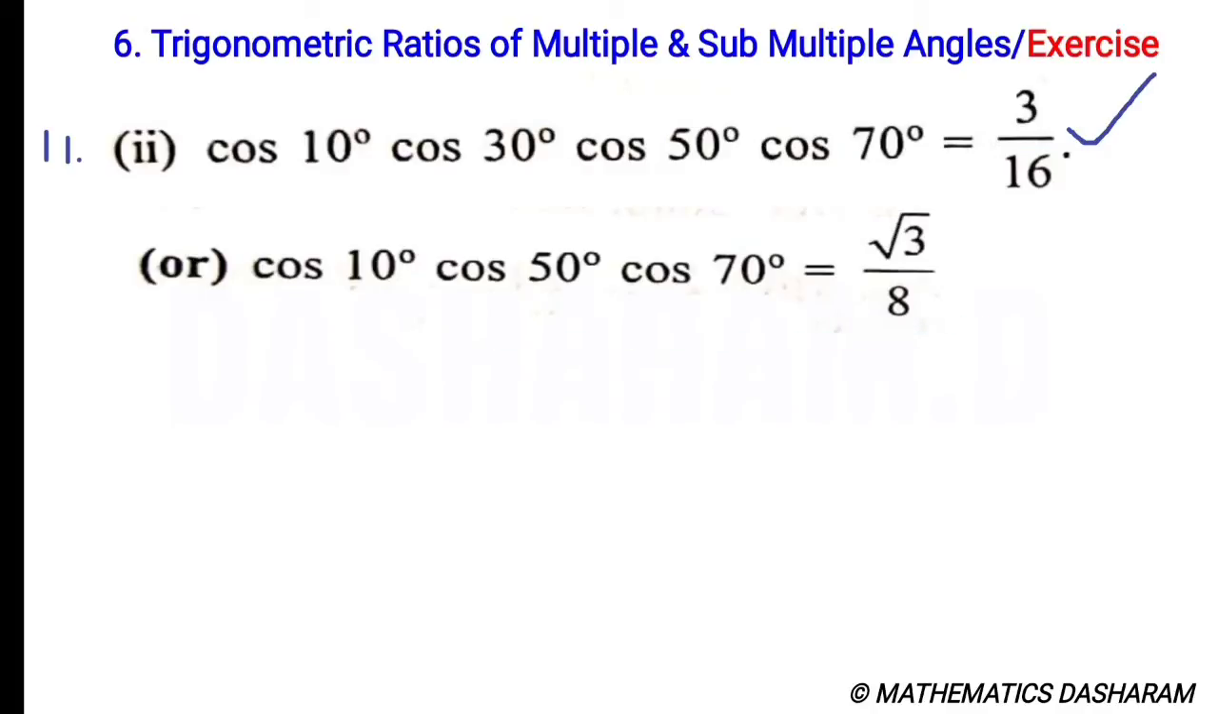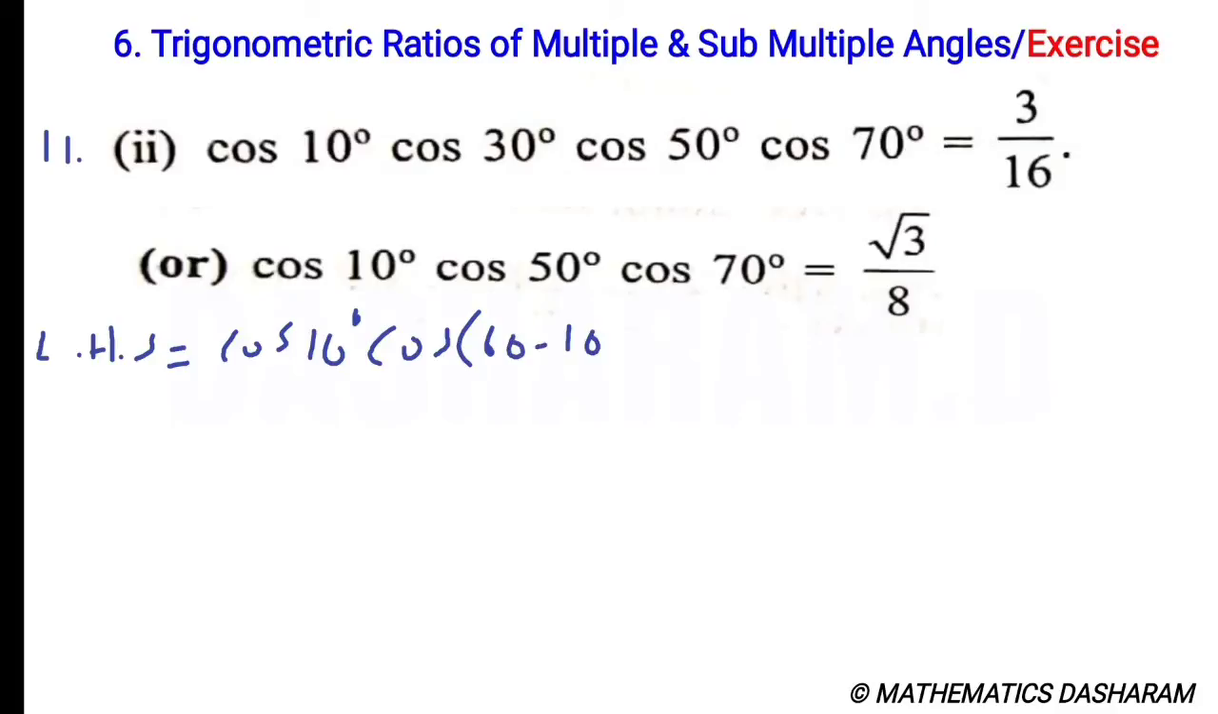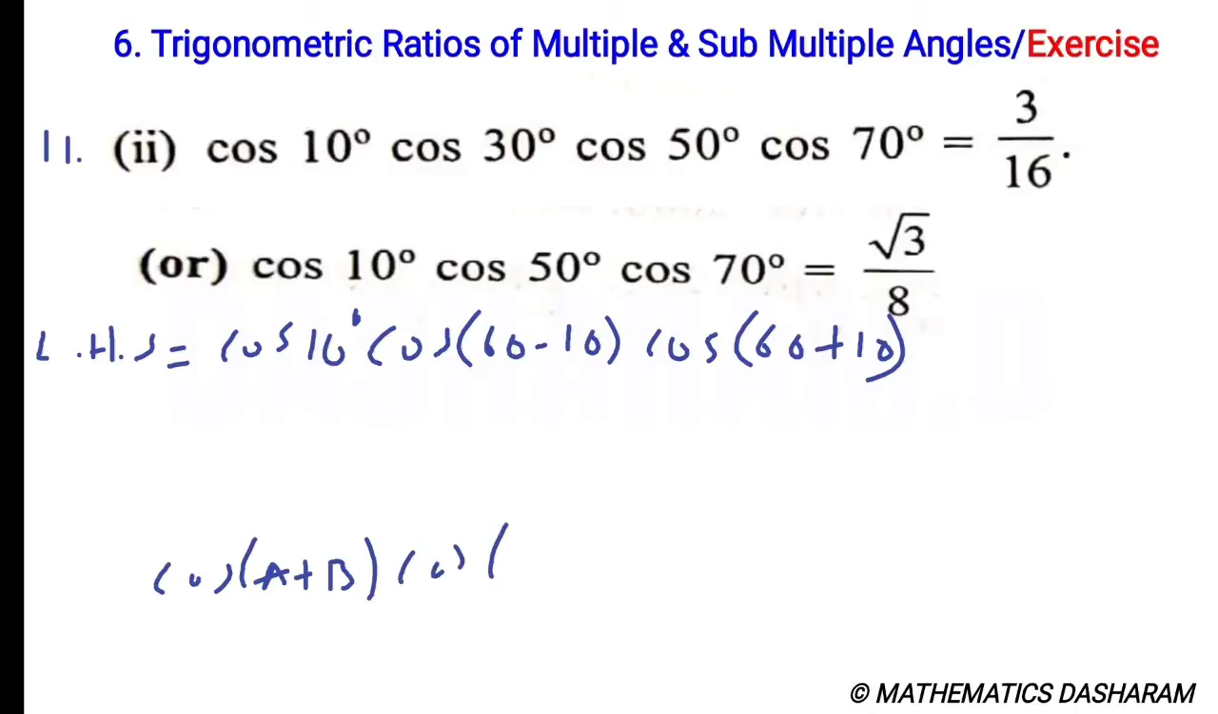So now I am going to prove this. So let's take the LHS first of all. So LHS equals cos 10 degrees into cos 50, I am writing as 60 minus 10, and cos 70 written as 60 plus 10. So we have one formula, cos(A plus B) into cos(A minus B), it is equal to cos square B minus sin square A. So apply this formula now.